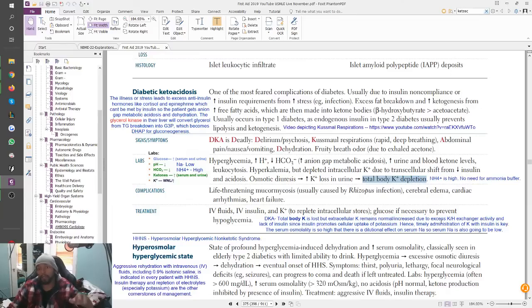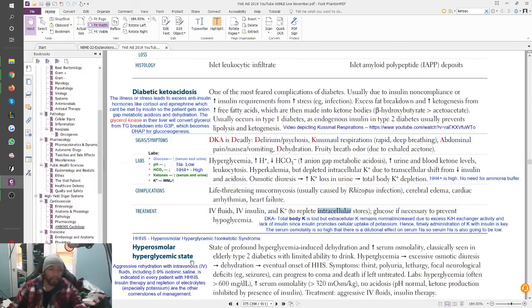Extracellular potassium can remain normal or increased because of the potassium-hydrogen exchanger activity and lack of insulin, since insulin is supposed to promote cellular uptake of potassium. In case I said it incorrectly, it's here now. Let's take a look at it one more time with the insulin stuff. But the main thing is that these people lose potassium because of the osmotic diuresis. So when you treat diabetic ketoacidosis patients, you give them potassium, even though their outside potassium levels might be normal, because you need to fix the intracellular storages.